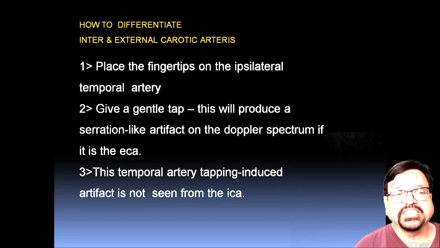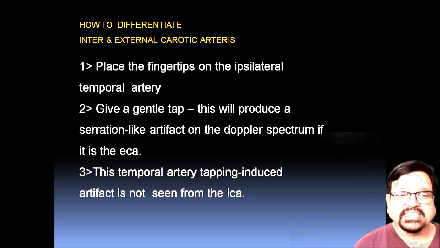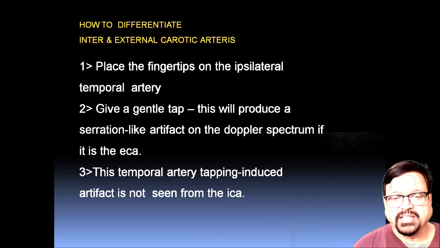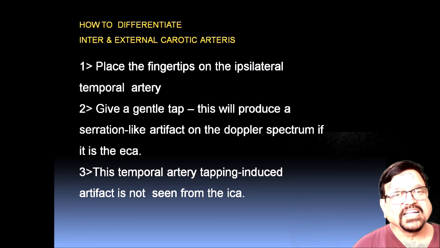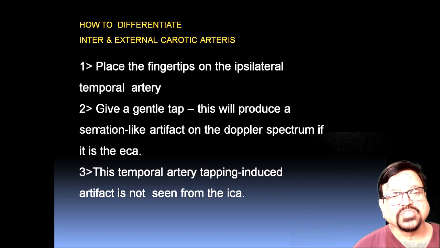Now, how to differentiate internal and external carotid arteries? The technique is as follows. Place the fingertip on the ipsilateral temporal bone. Give a gentle tap. This will produce a serration-like artifact on the Doppler spectrum if it is the external carotid artery. This temporal artery tapping-induced artifact is not seen in the internal carotid arteries. So this is called a temporal tap.